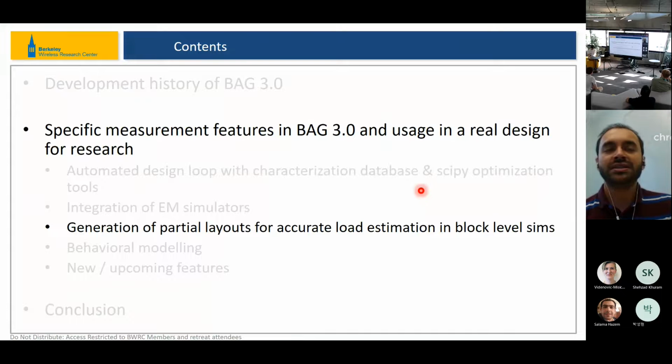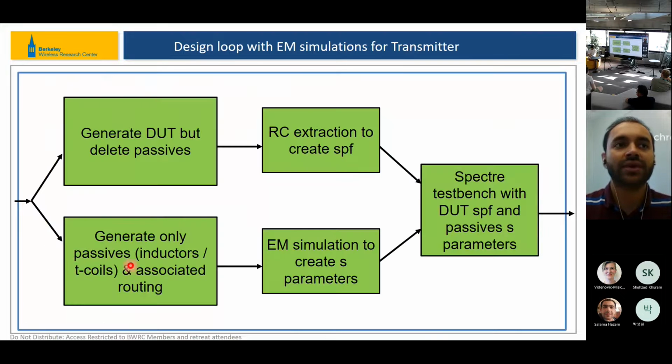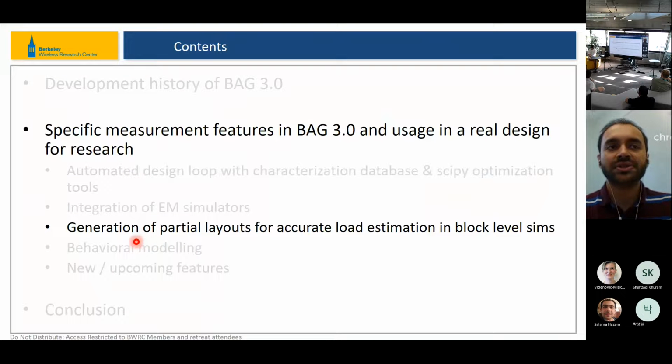One important feature that is necessary for doing this flow is, as I mentioned, you need to be able to create different views of the layout. Here we have one version which doesn't have the inductors and one version which does, which directly brings me to my next point: generation of partial layouts. This is necessary not only for EM, but also for accurate load estimation.